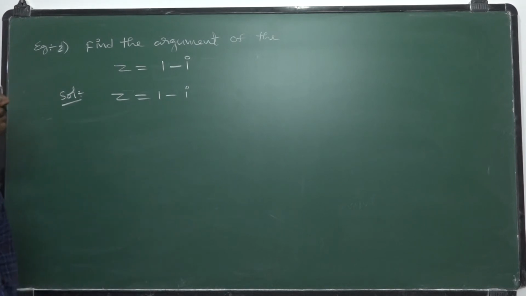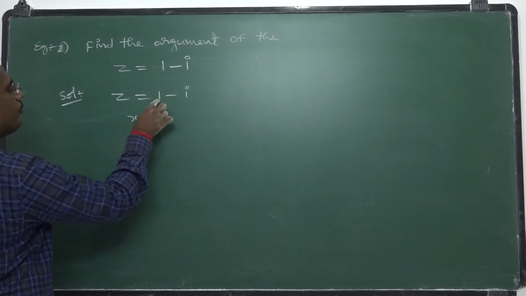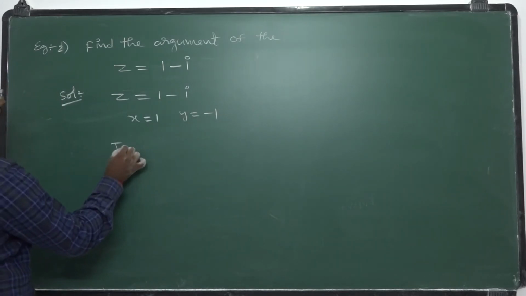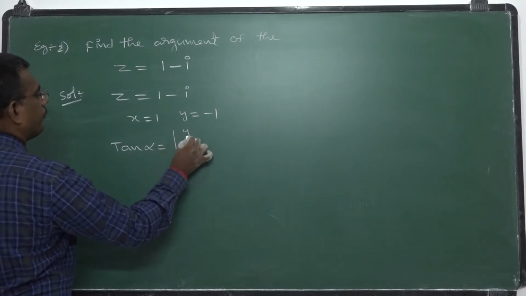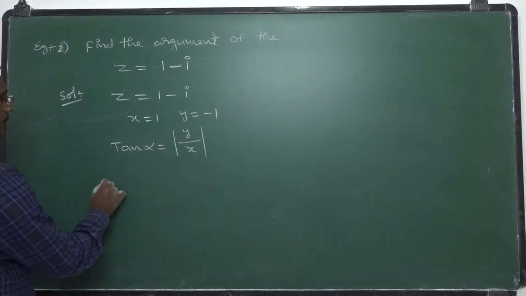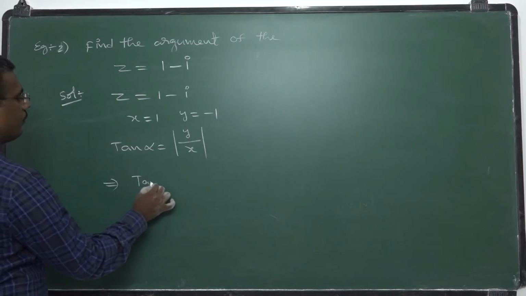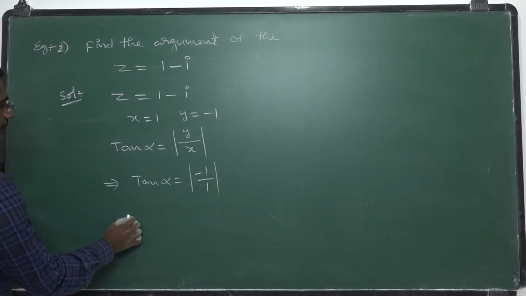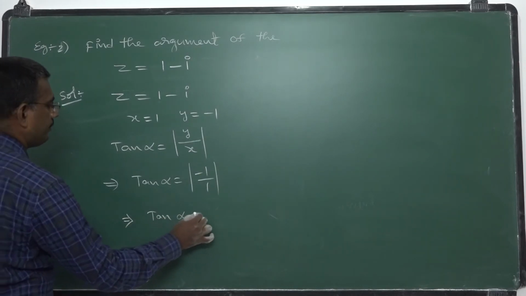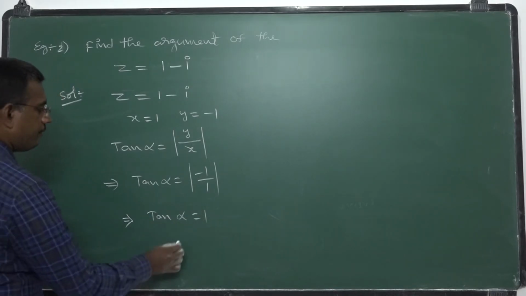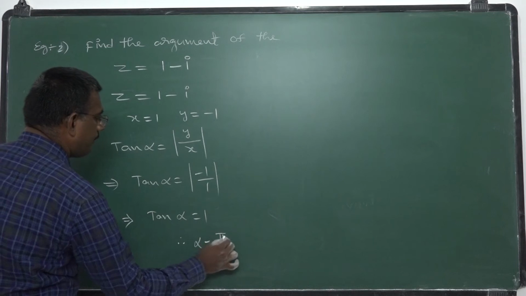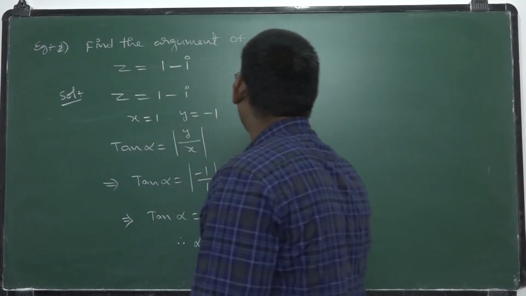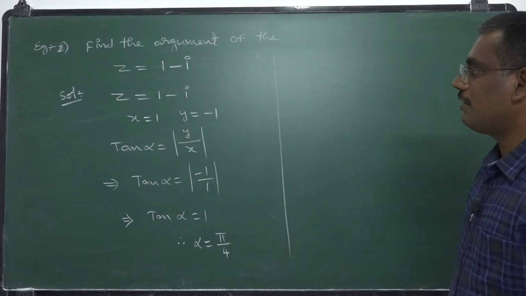Comparing the given complex number with x plus iy, clearly x is equal to 1 and y equal to minus 1. Next, take the equation tan alpha is equal to modulus of y by x. That implies tan alpha is equal to modulus of minus 1 by 1, which is 1. Tan 45 is 1, therefore alpha is equal to 45 degrees, which means pi by 4 radians. First step completed.